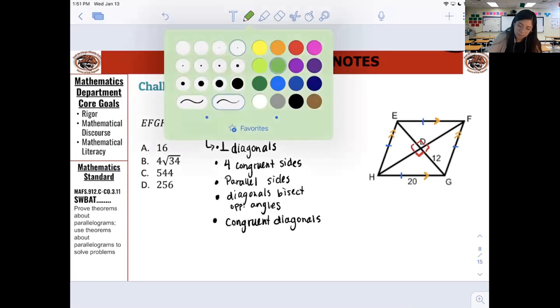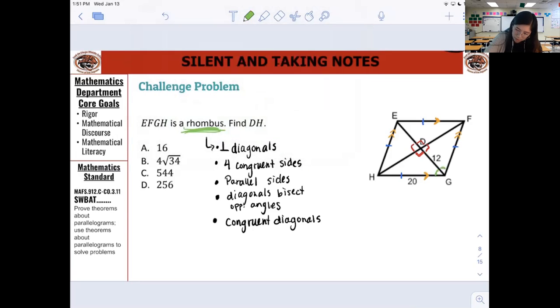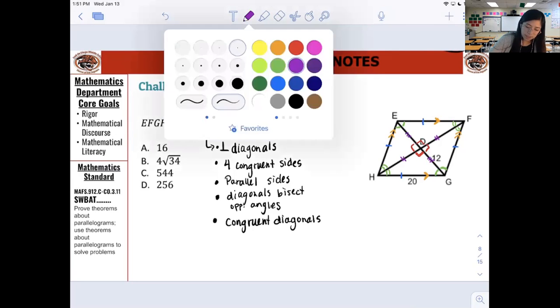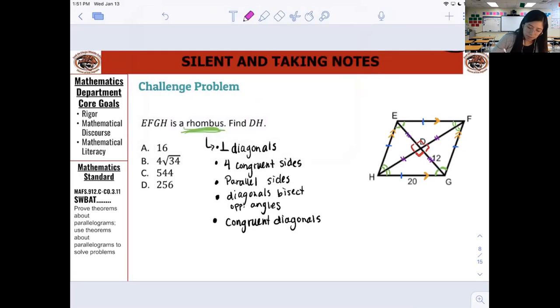So this one is congruent to that one. We have a lot of information, right? And then congruent diagonals. Okay, a lot of info, but only one of these is actually going to help us find our answer, because what we're looking for is DH. We're looking for DH.